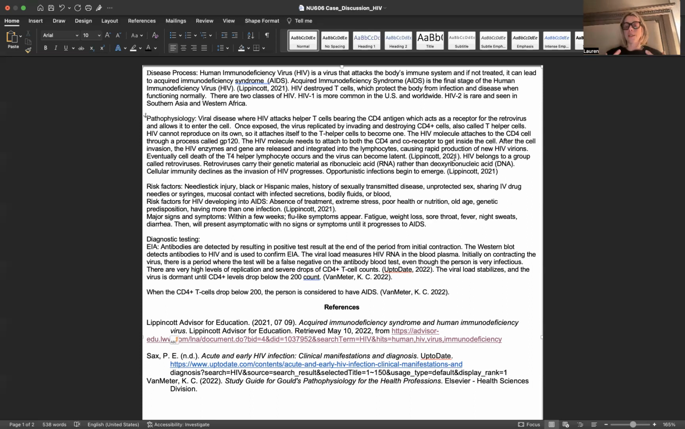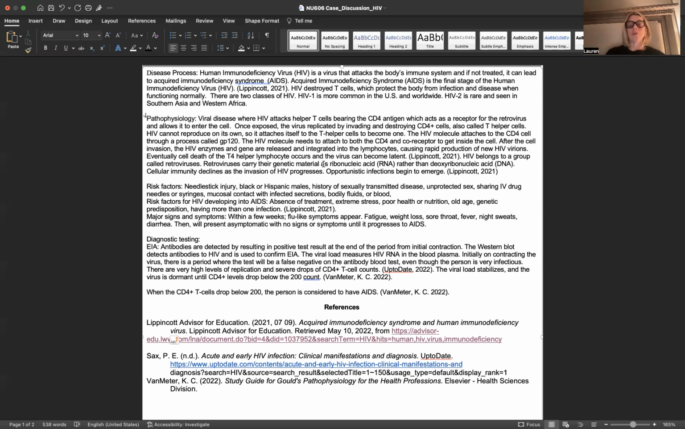lymphocytes. This is what causes the rapid reproduction, or I should say the production, of the new HIV virions. Eventually, cell death of the T4 helper lymphocyte occurs, and the virus can become latent.